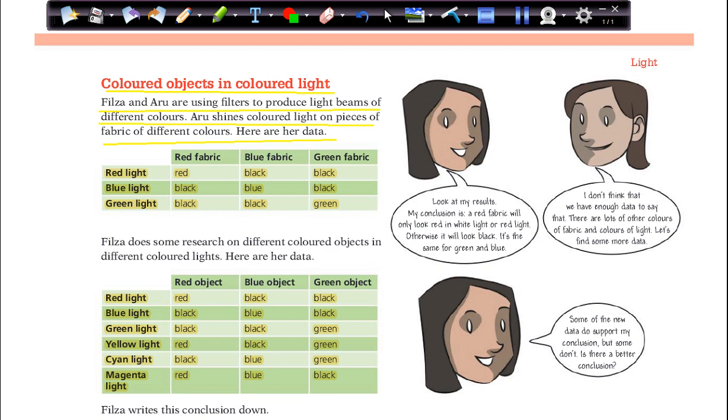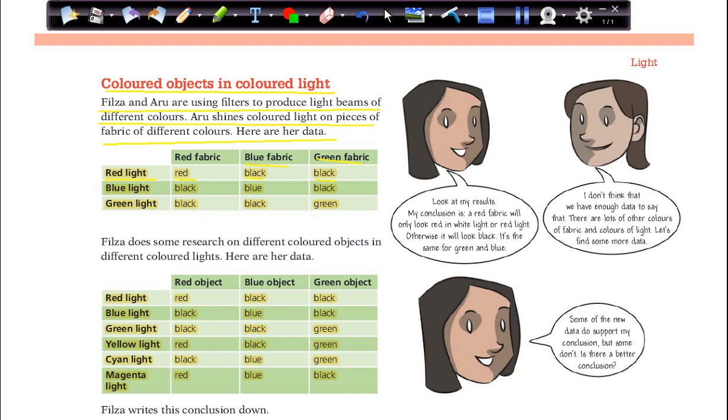So they have here red light. They produce this red light using a red filter. They shone this red light on red fabric. In this case, they got red. But when they shone this red light on blue fabric, they got black. Green fabric, they got black.